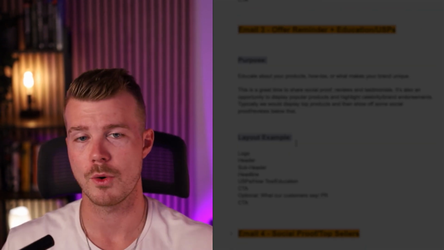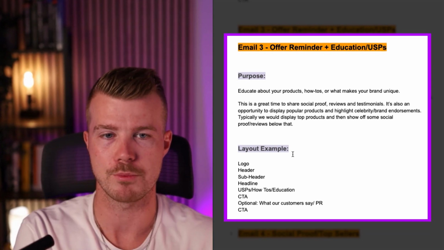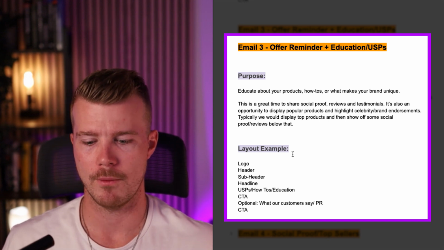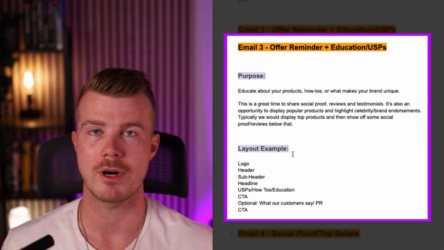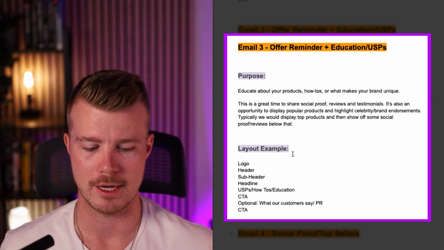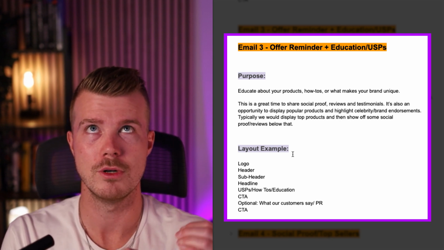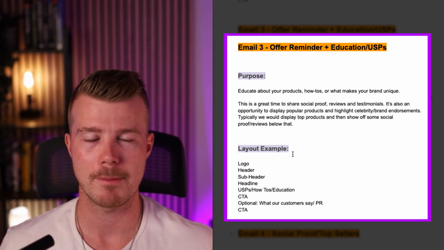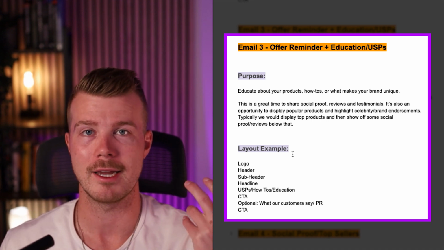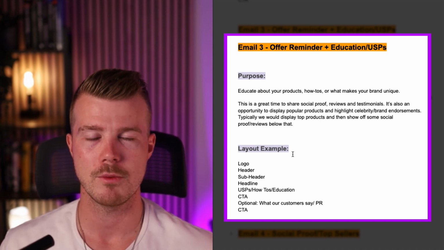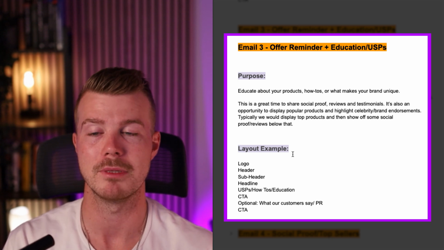Big fan of CTAs. So email number three is offer reminder and education. So what we're doing here is educating people about your product, how-tos, what makes your brand unique. Now, a lot of people are going to purchase off of the first email and maybe the second email. This is a really good opportunity to start handling some people's objections. So dealing with or sharing some social proof, sharing some reviews, some testimonials. And it's also a really good opportunity to display some of your most popular products. Depending on what you have, depending on the connections that you have, depending on the features that you might have, you might want to highlight a celebrity or brand endorsements. Really what you're trying to do here is build that social proof and really build that trust and belief behind your brand too.